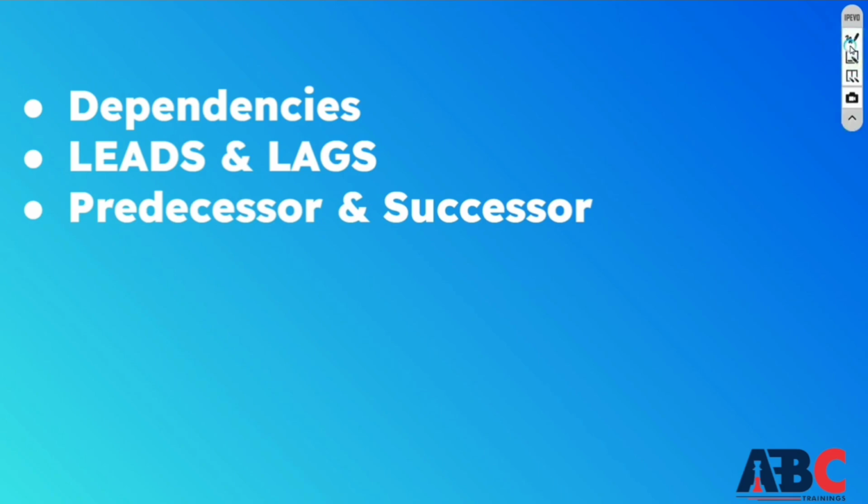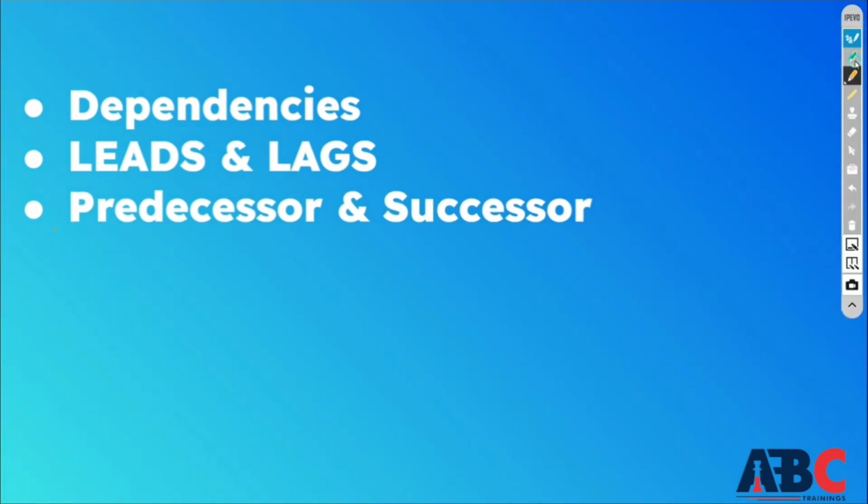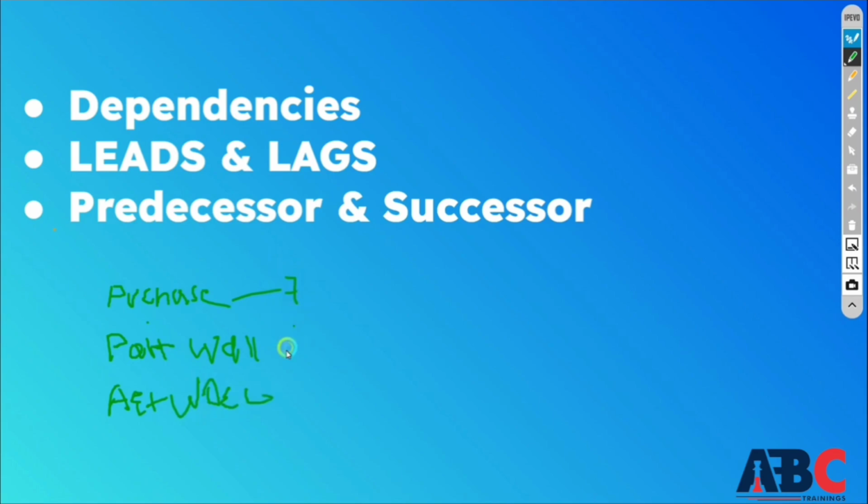For this you have to understand that I have an activity in which I have to paint a wall, and for that I have to draw artwork. The first activity is purchase, the second activity is paint on wall, and the third activity is artwork on wall. The first activity is for 7 days, the second is for 4 days, and the third is for 3 days. Now I have to update these activities in the schedule.